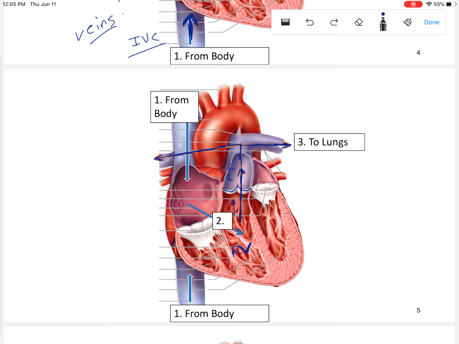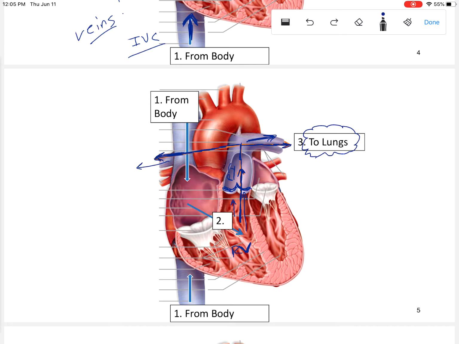through the pulmonary semilunar valve into the pulmonary trunk. And the pulmonary trunk is going to split into the left pulmonary artery and the right pulmonary artery. Let me say that again. When the right ventricular wall contracts, it's going to push the blood out of the right ventricle through the pulmonary semilunar valve into the pulmonary trunk. And then the pulmonary trunk splits off into a left pulmonary artery and a right pulmonary artery. And where is that blood going to go? To the lungs.